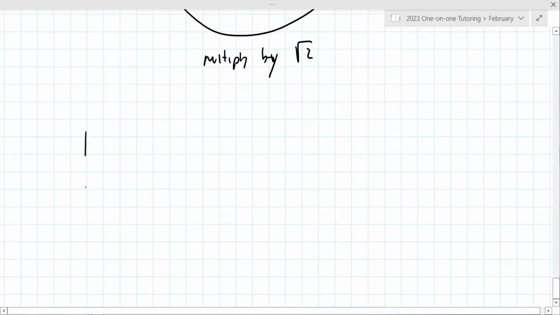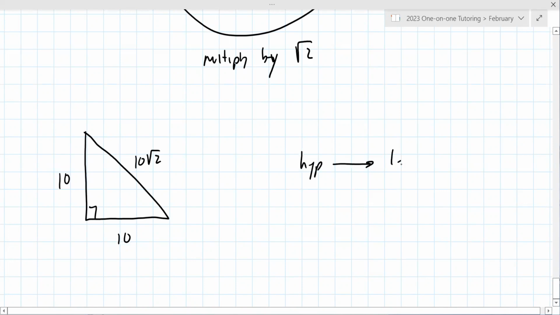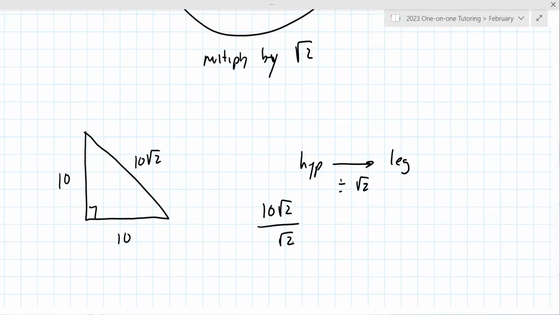Let's say the hypotenuse is 10 square root of 2. So to go from the hypotenuse to the leg, we're going to divide by the square root of 2. What is 10 square root of 2 divided by the square root of 2? 10 divided by square root of 2. That's going to be 5. Try again.